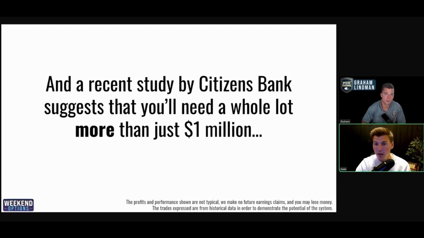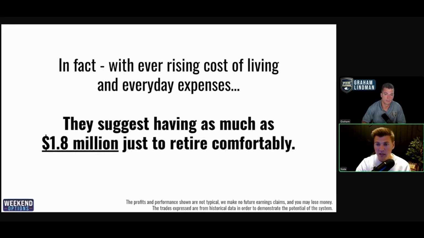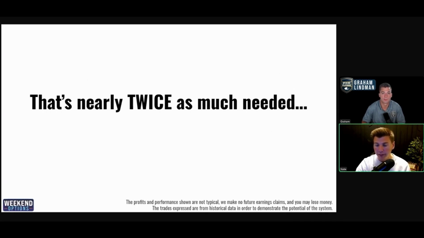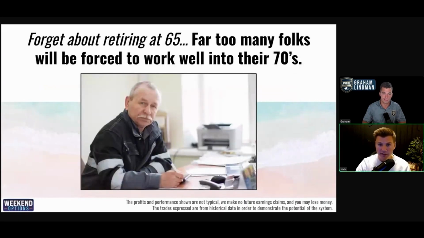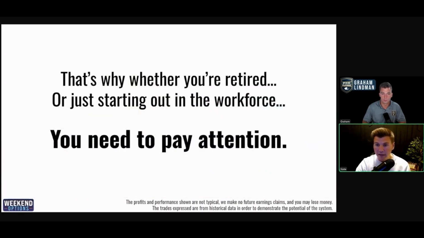Like Citizens Bank said, you'll need a whole lot more than just the $1 million if you want to retire comfortably. They suggested $1.8 million is now the average to retire comfortably in the US, which is nearly twice as much money all of a sudden as you need, which is why millions of people, young and old, have been forced to delay their retirement. That stat's pretty sad. About 40% of people are heading back to the workforce. So forget about retiring at 65. Most folks are going to be in their 70s, and a lot of people into their 80s.